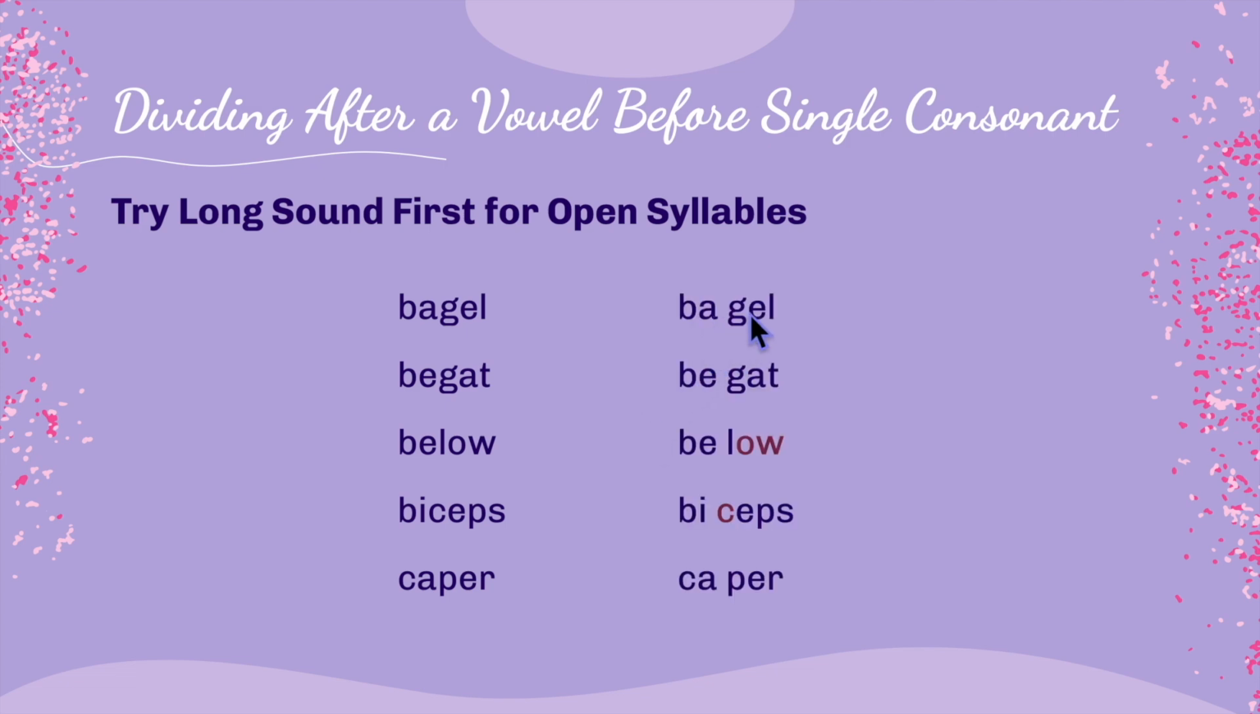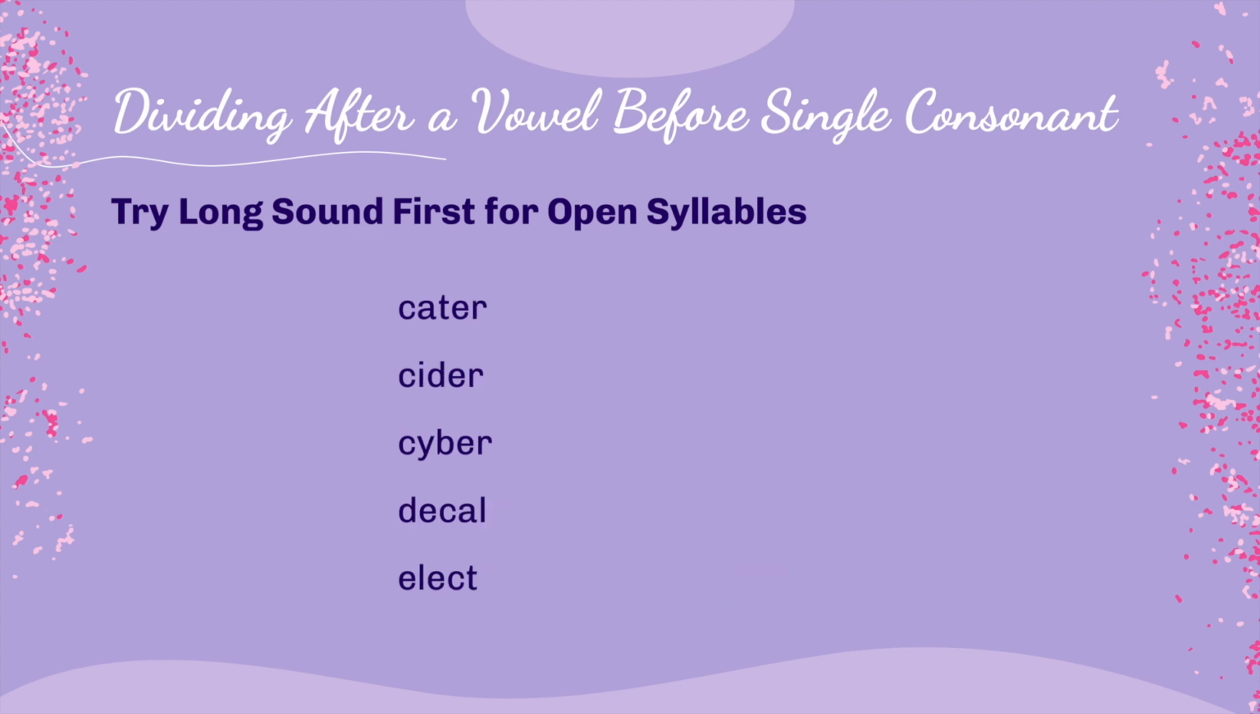Here we have a vowel followed by one consonant, so we split here, down this way. Notice that all of these syllables are open syllables because they end in vowels. For open syllables, we try the vowel's long sound first. Remember that OW has two sounds, O and OW. We will use the long O sound. And C followed by an E has its soft sound of S. So we have bagel with a long A sound. Begat, below, biceps, caper. You try it with these words.